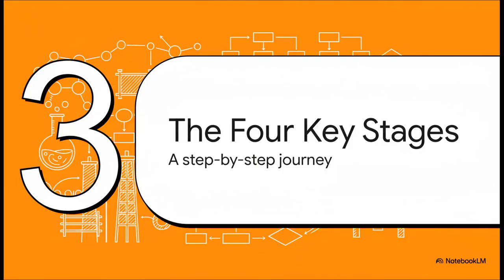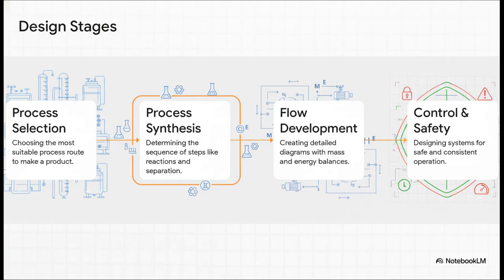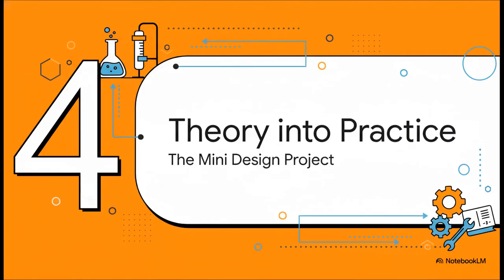So let's get into the nitty-gritty. How does this actually work? Let's walk through the distinct stages that take an idea from just a concept to a fully formed process. It's not random. There's a really logical flow to it. First, you pick the best technology out there. Then you put together the sequence of steps: the reaction, the separation, all of it. After that, you develop really detailed flow diagrams, calculating exactly what goes in and what comes out. And finally, you wrap the whole thing in control and safety systems to make sure it runs smoothly and, most importantly, safely.